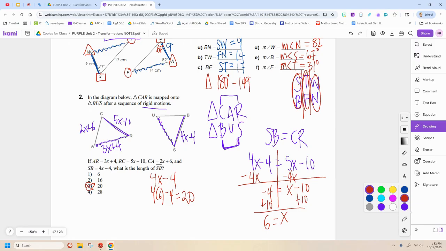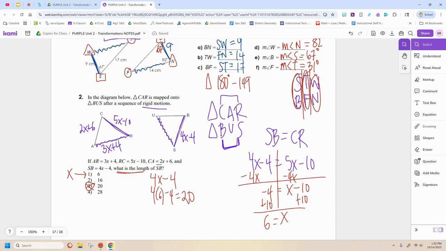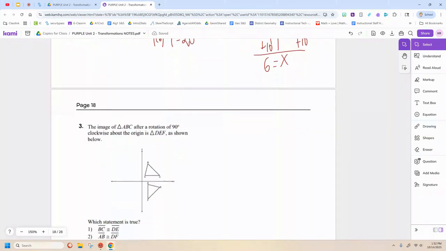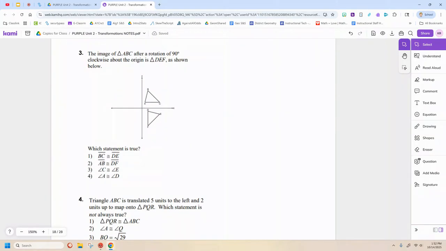Okay, so be careful about what the prompt is asking me for, because notice how choice 1 is the value of x. All right, let's keep going. All right, another rigid motions question.